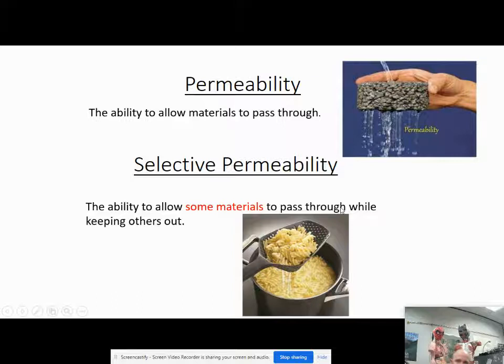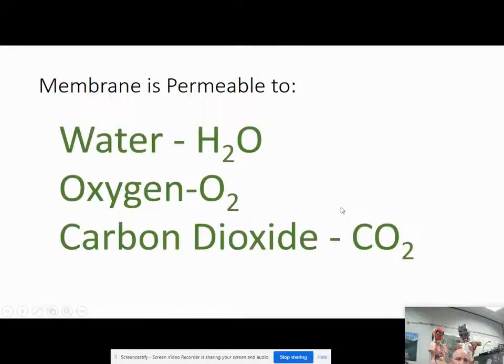So when we're talking about the cell, what the cell is permeable to, what it allows in, is water, oxygen, and carbon dioxide. These three things can flow in and out of the cell. Nothing's going to stop them. Okay. Other things like nitric oxide can flow freely through the cell. A lot of small gases.